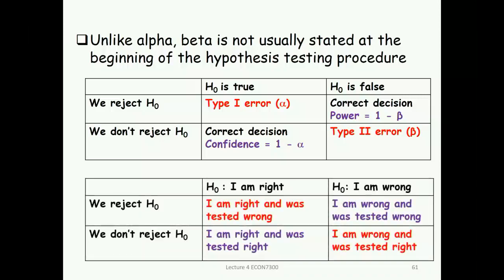So this is simply an example. I am right and was tested wrong, everything fine, but wrong. This is a mistake. Here also I am wrong and was tested right. This is also a mistake. Here I am right and was tested right. I am wrong and was tested wrong. So this is a correct decision. This is an error.